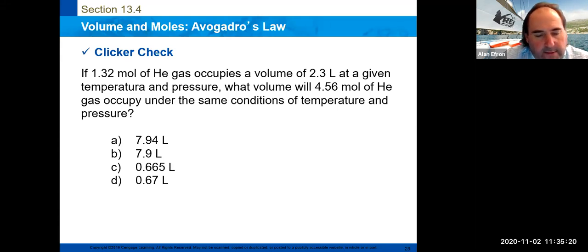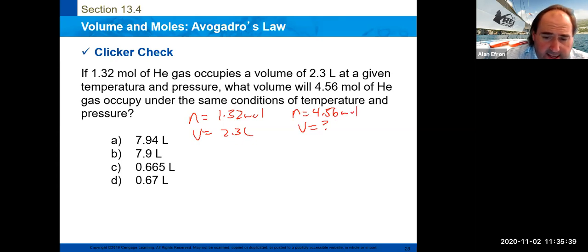All right, so here we got moles, that is 1.32. We also have a volume that is 2.3 liters. And we're looking for volume again, I believe. And we have moles, that is 4.56 moles. And in this particular case, again, we could hopefully see Avogadro's law happening. So V1 N1 equals V2 N2.